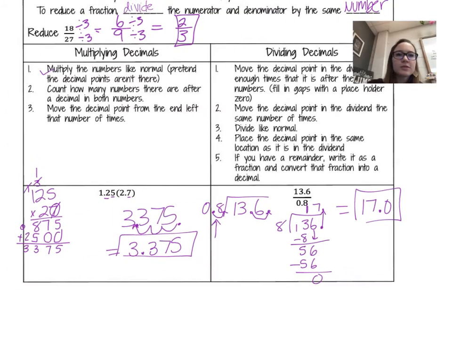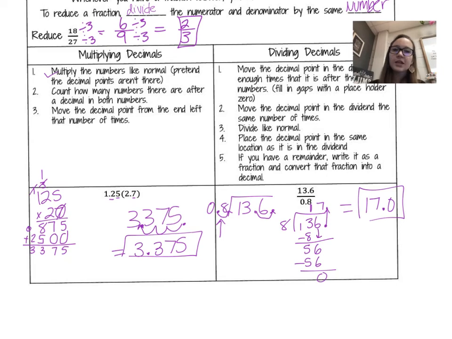So to multiply decimals, just multiply the numbers, pretend like the decimal's not there for a second. Then after you find that answer, you're going to count how many numbers there are after a decimal in both numbers. So like here, there's 1, 2, 3. So I moved my decimal point from the end, 1, 2, 3. And that's where it went. To divide decimals, you move the decimal on the outside enough times so that it's after all the numbers, and then you have to match that number of times on the inside, and then just divide like normal. Wherever your decimal place lands is where it goes in your answer.